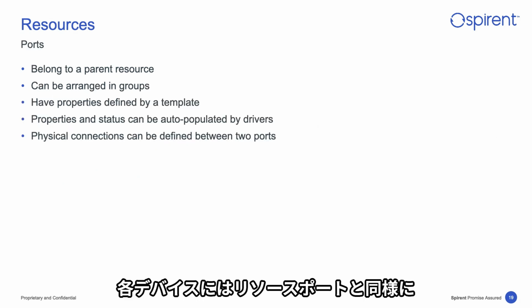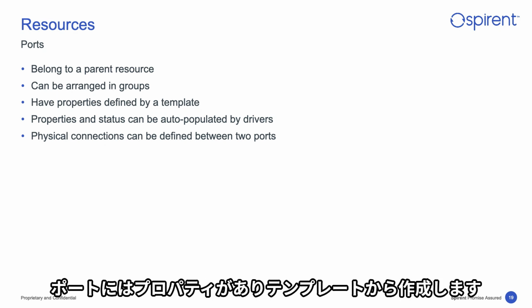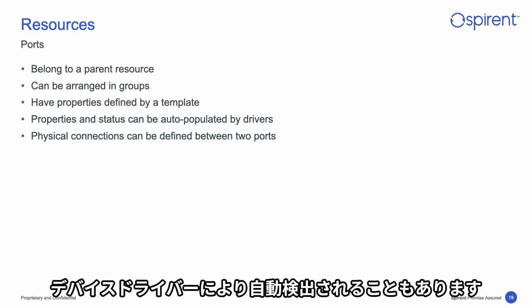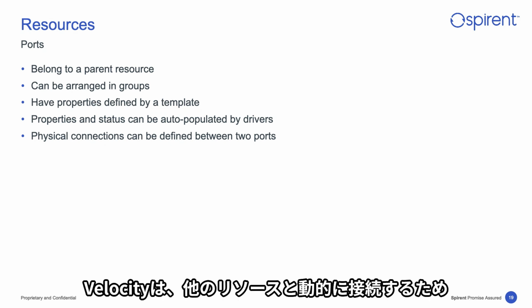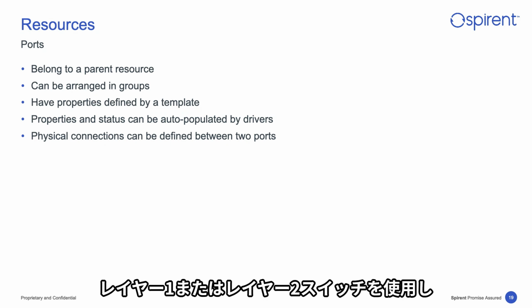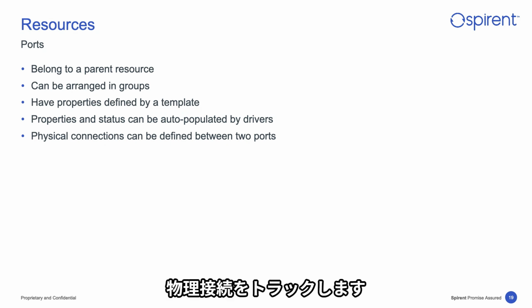Each device can have a number of ports arranged into port groups. Just like resources, ports can have properties and are built from a template. Port properties and status can be auto-populated by the device's driver as well. Velocity keeps track of physical connections between ports, including connections to a Layer 1 or Layer 2 switch used to create dynamic connections between other resources.